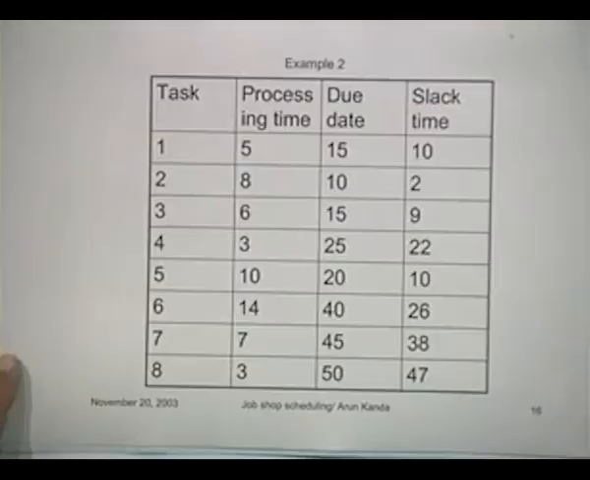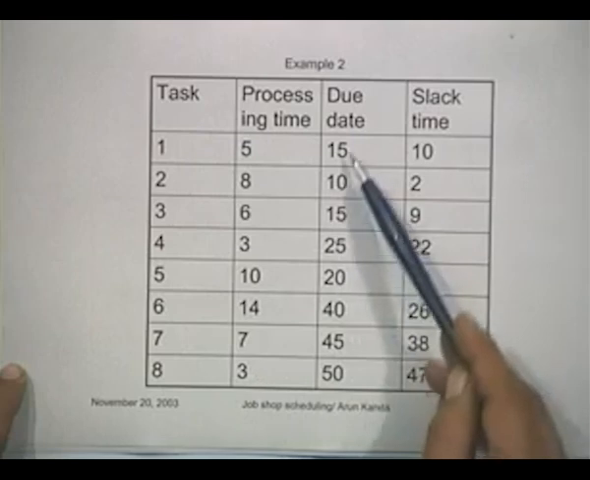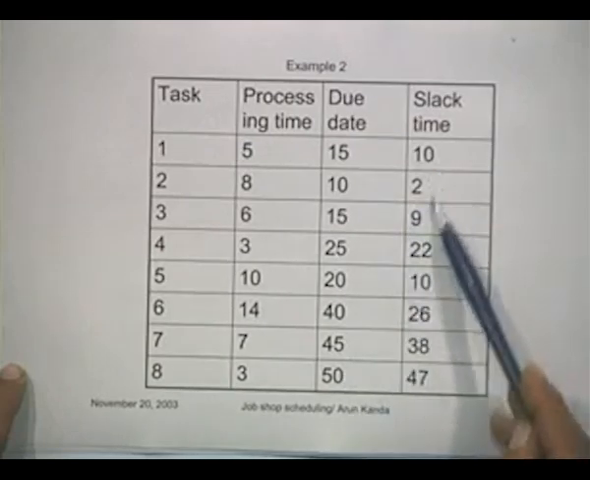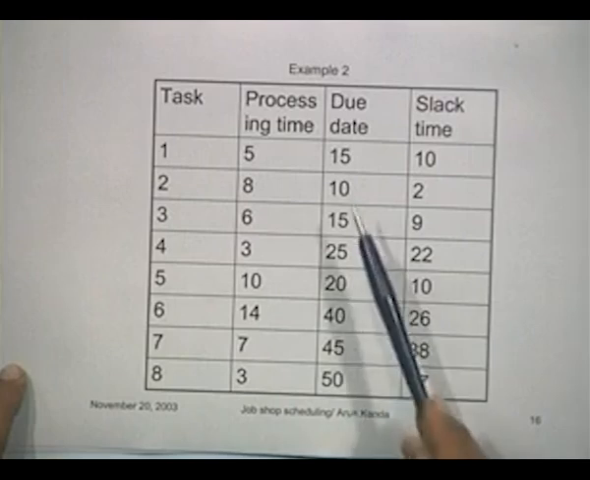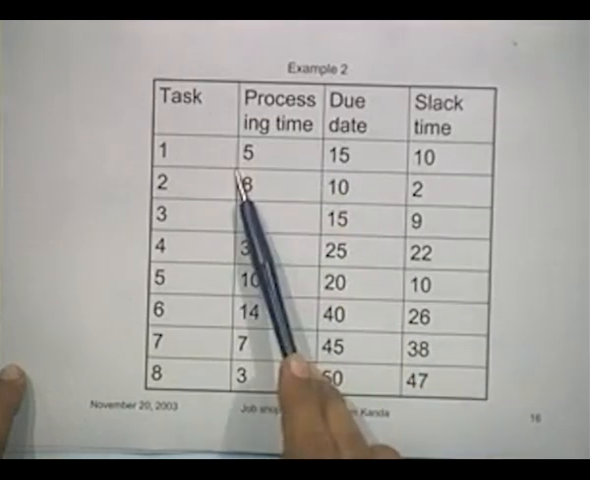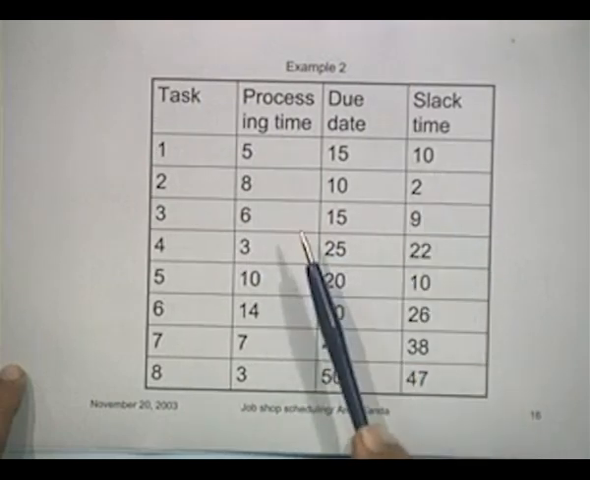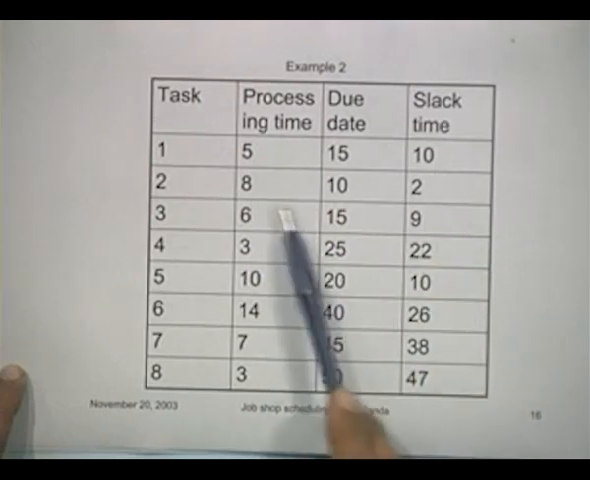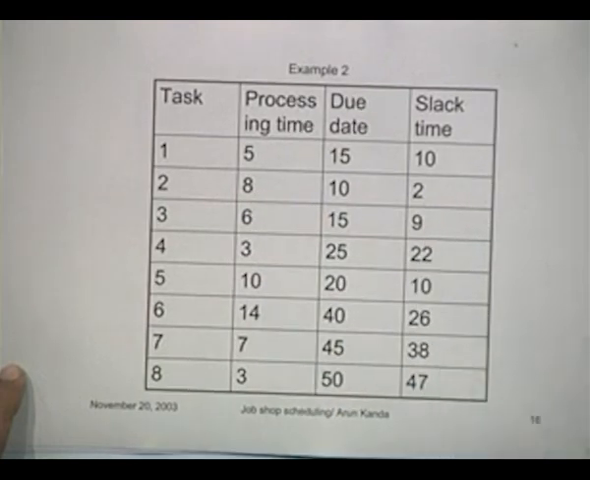and in this example we will see that if we have, let's say, 8 jobs to be done, the processing times for each of these jobs is given and the due dates are given, and the corresponding slack time is nothing but the difference between the due date and the processing time. So 15 minus 5 is 10. That's how we define slack time. 10 is the due date minus 8, which is the processing time. This is 2, and so on.